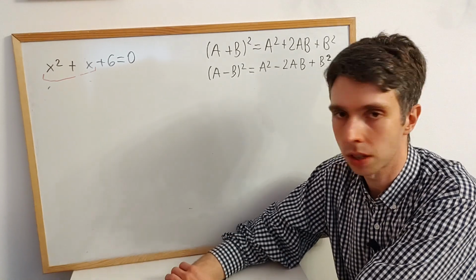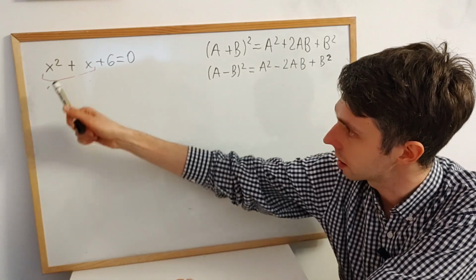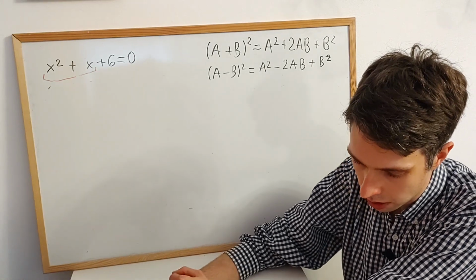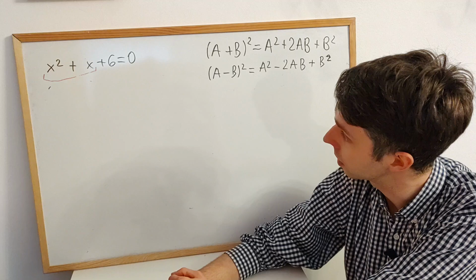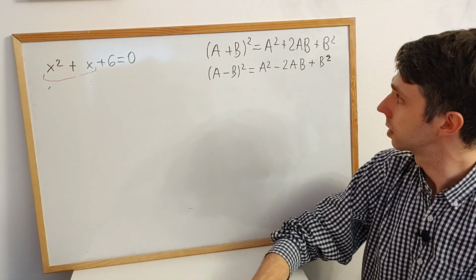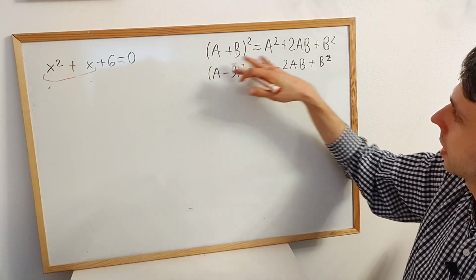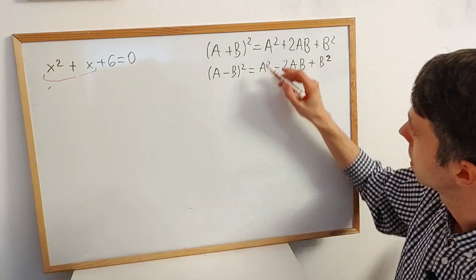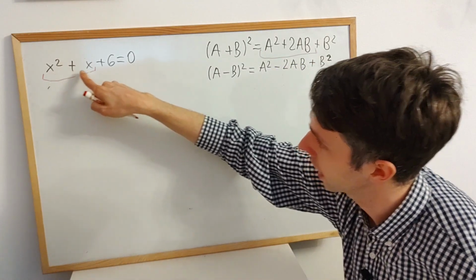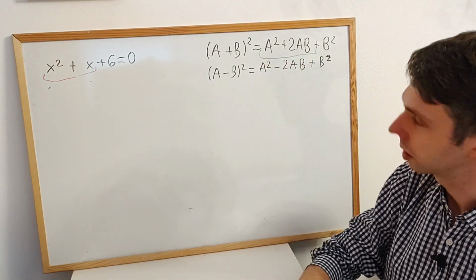Another example which I solved in the previous video was like this: x squared plus x plus 6 equals 0, and I will show you that I can solve also this one without any formulas. So here the first equation is relevant, so also let's think of x squared plus x as about these two terms.